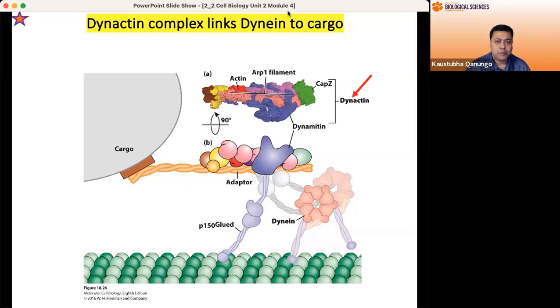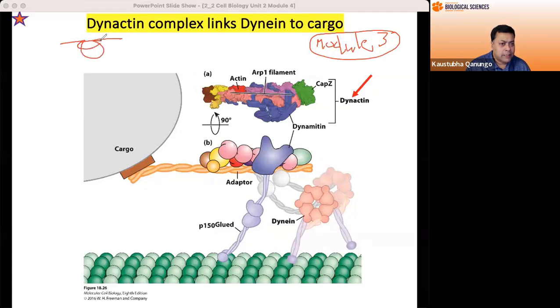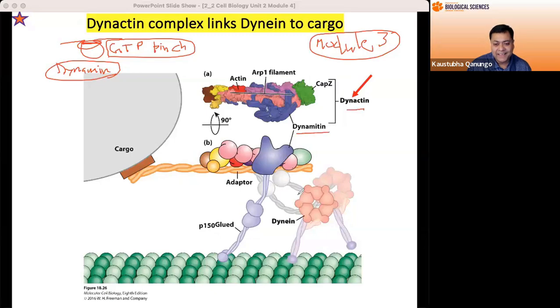So here I will specifically mention something. If you remember that from your module 3, when we talked about the pinching of the vesicles, there was a protein which needed a GTP to pinch off vesicles. The name of the protein is dynamin. See, that dynamin is the protein. Here it is dynamitin, dynactin, dynein. So very, very confusing in here.